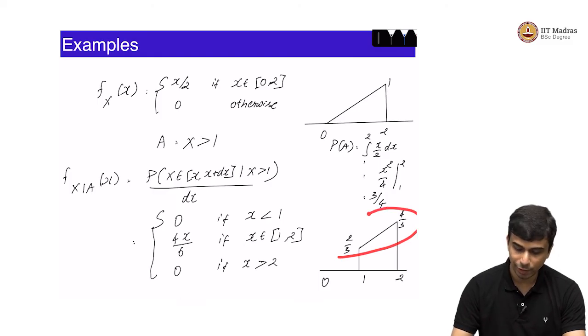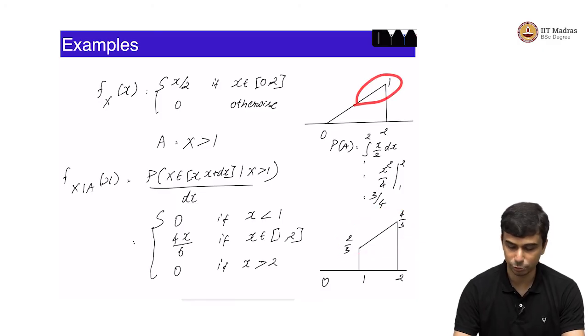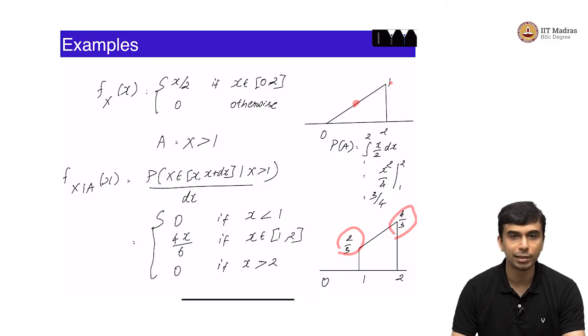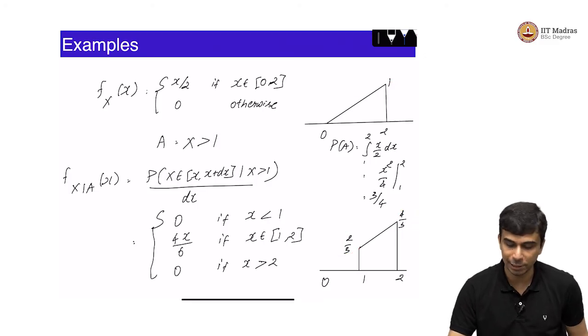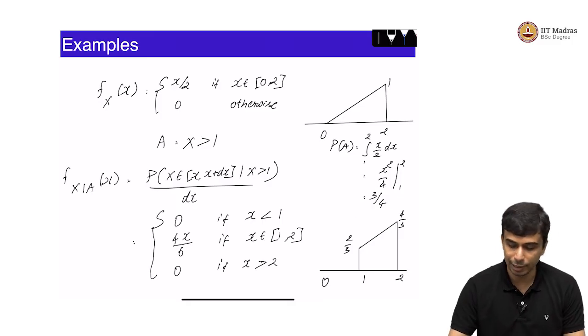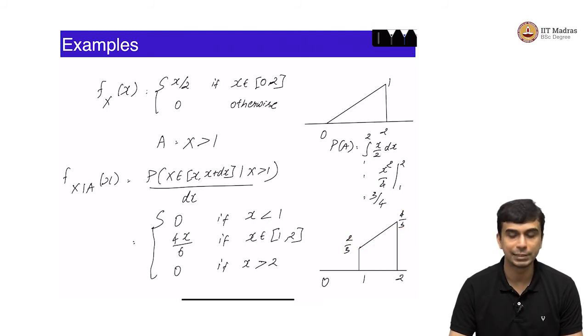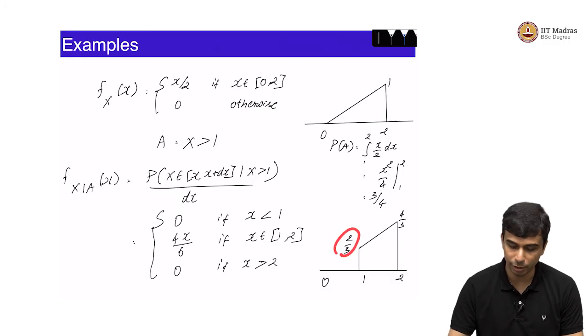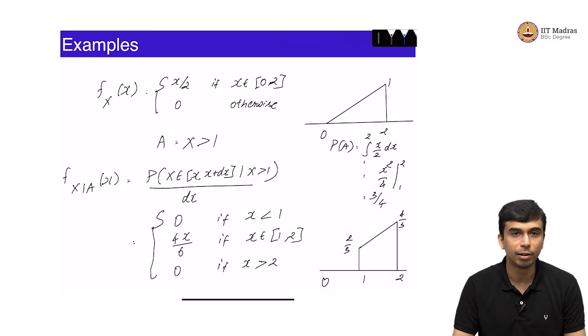So, you can see that this value is not exactly the same as this, right. Here it was half and 1, and it has become 2 by 3 and 4 by 3, but that is simply because of the division by 3 by 4. So, the trend remains the same, the trend between 1 and 2 is still linear for f of x given A, but the values are different because you are effectively dividing by the probability of A.